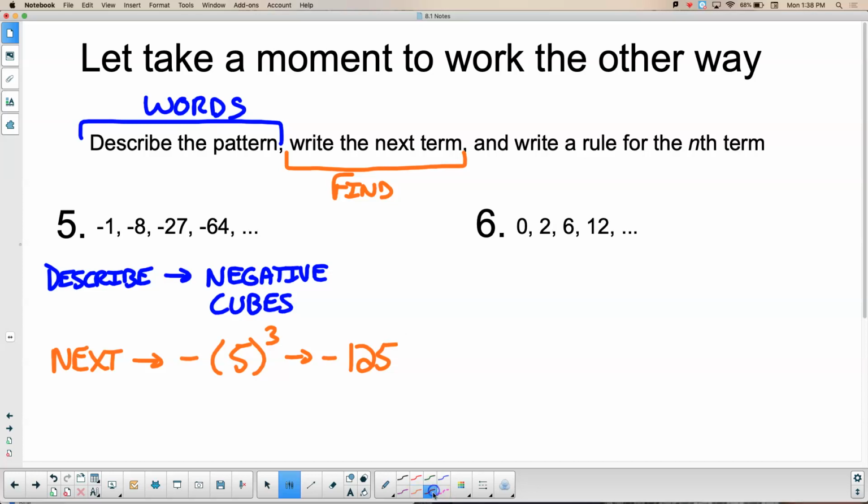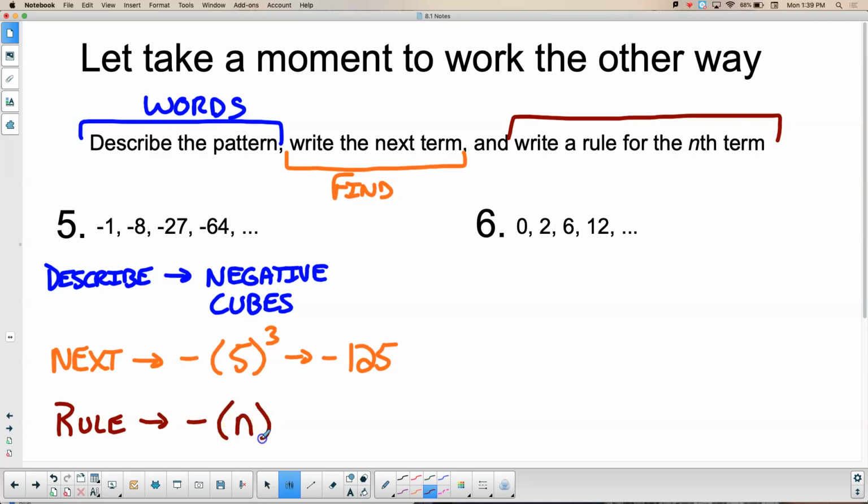And then lastly it says, write the rule. Well, the rule comes out of your description, basically. Sometimes you have to do some math to put that into mathematical form, but the rule here would be negative n quantity cubed.